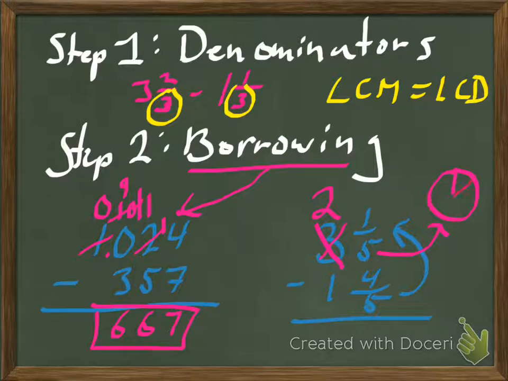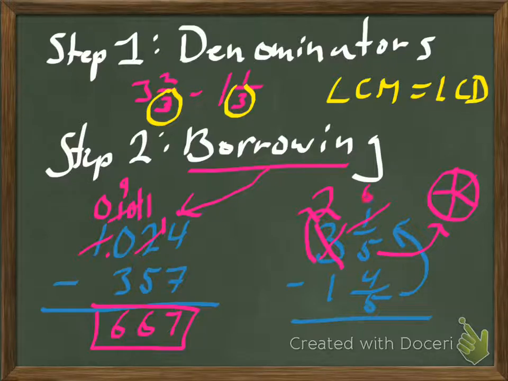So we're going to break this whole into 5 pieces. All right? And if I do that, I already had 1 piece, right? And I just got 5 new pieces from the one that I stole from the 3 and make it 2. So now how many pieces do I have left? 6. All right, I have 6.